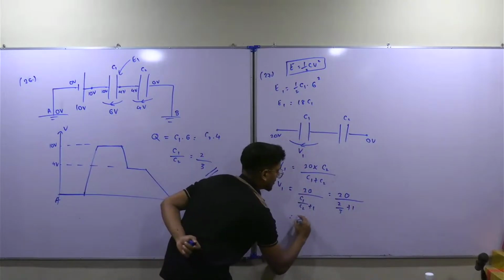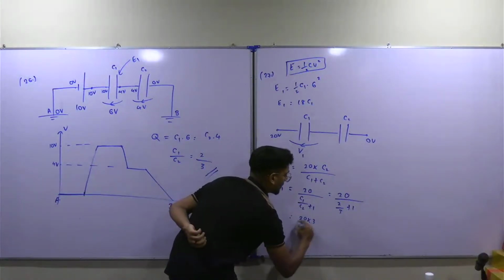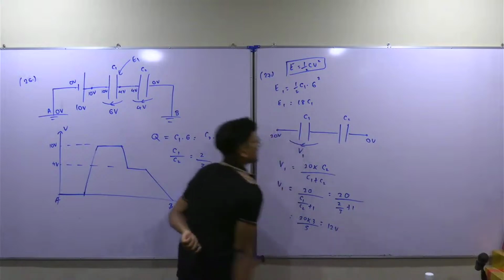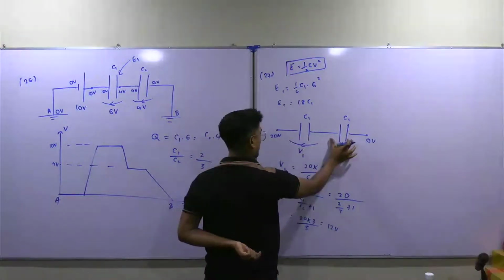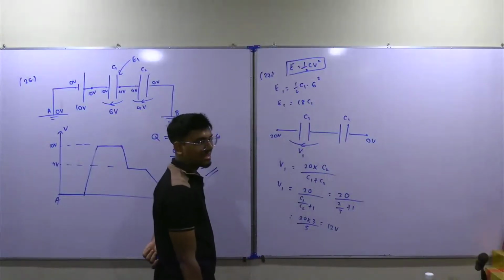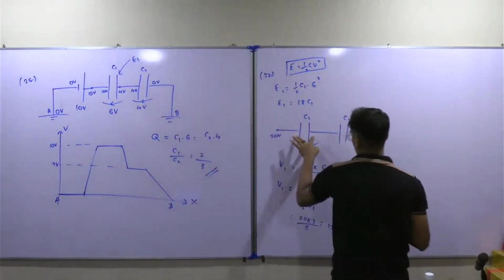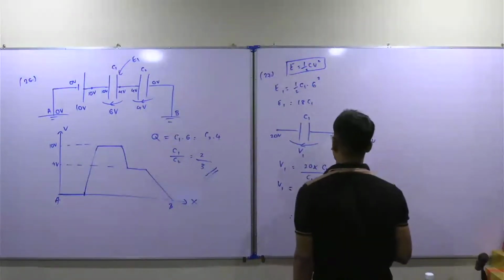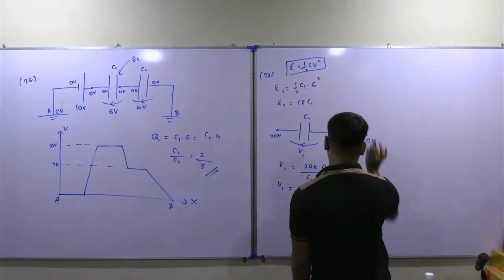When you simplify this one, 3 goes to the numerator, and there you have 5. So 4 times 3, that is 12 volt. That means the potential difference across this one is 12 volt, and so the potential difference across this one should be 8 volt, right? The total potential difference is 20, across this one it is 12, so across this one that is 8 volt. If you need the potential difference across C2, that is not required, I just say.